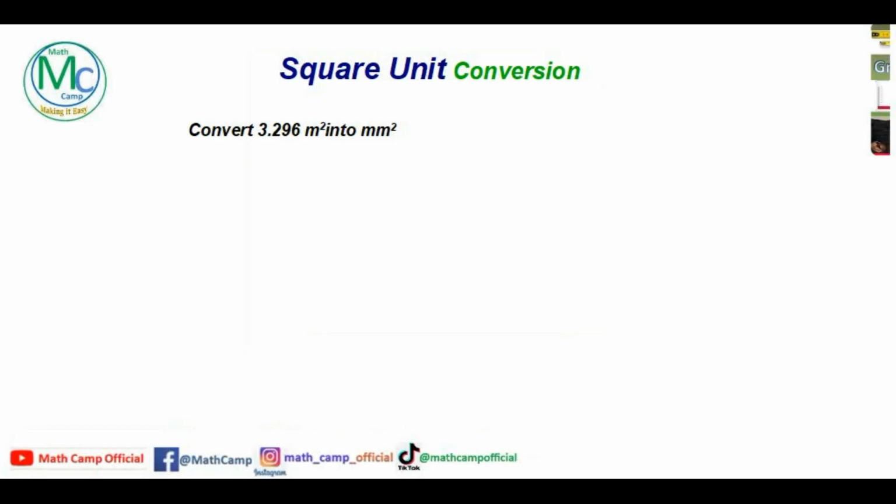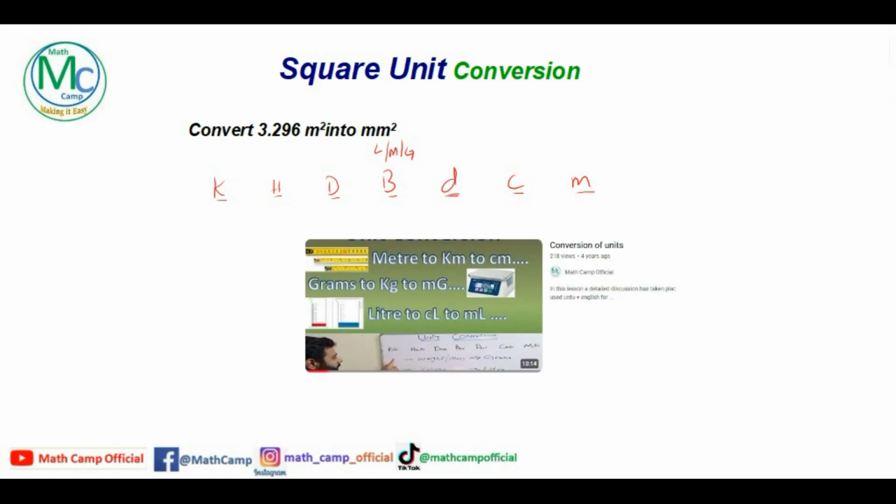So let's start. We have to start with our basic unit conversion technique that we have: King Harry died by drinking chocolate milk. So K stands for kilo, this is hecto, this is deca, this is basic. In this basic we have liter, we have meter, and we have gram. This D is for deci, this is for centi, this M is for milli. For a detailed video you can go to my YouTube channel and search for conversion of units.